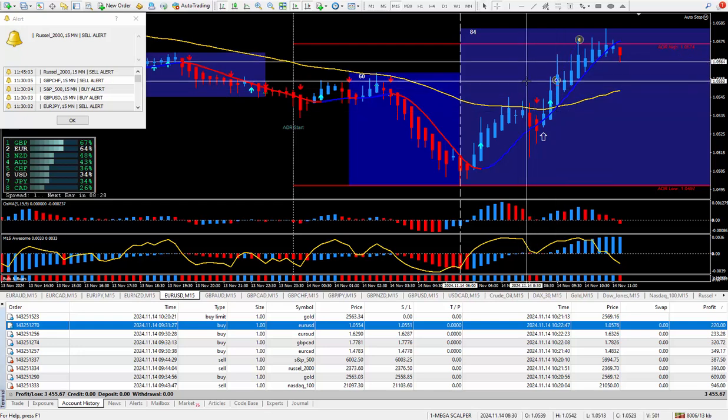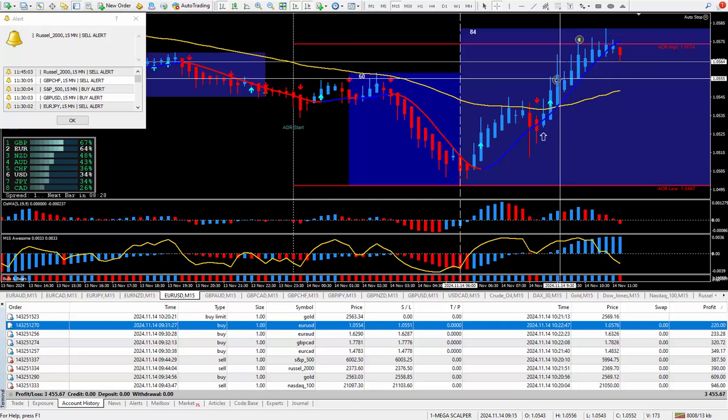Now, the Euro Dollar pays $10 for each pip. So looking at the money, well, it should be 22. So we're looking for 22, and there it is right there, 22 pips, and that paid out $220.